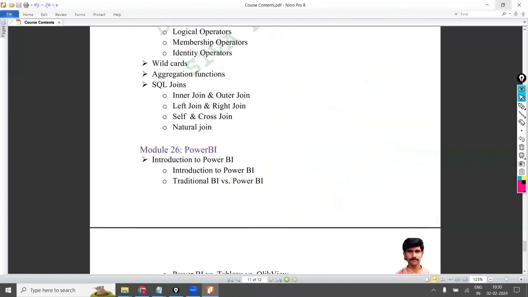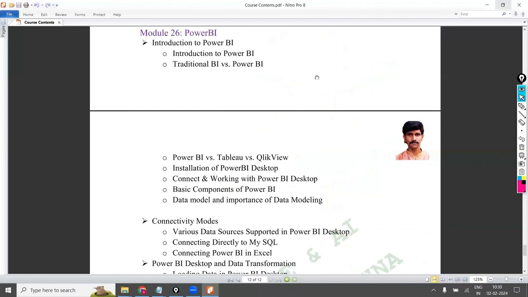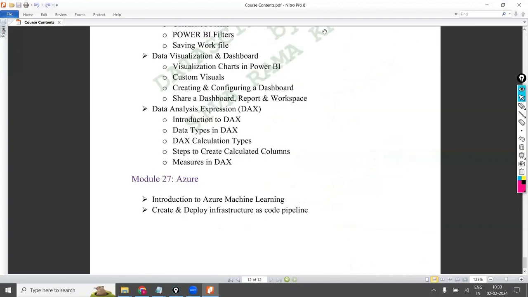Next, this is with respect to Power BI. And once Power BI is completed, Azure. Right? So this is the complete course content.